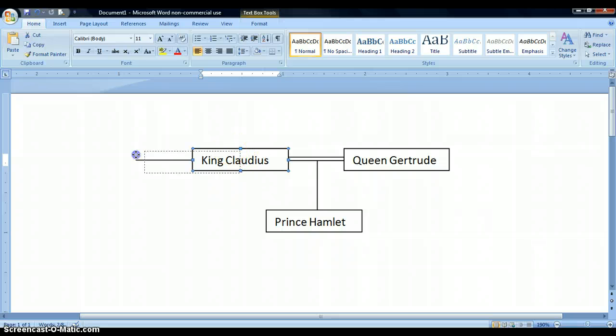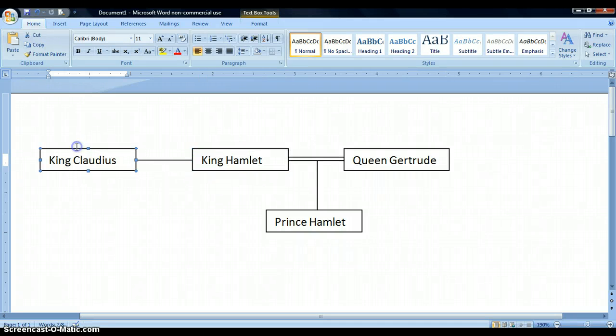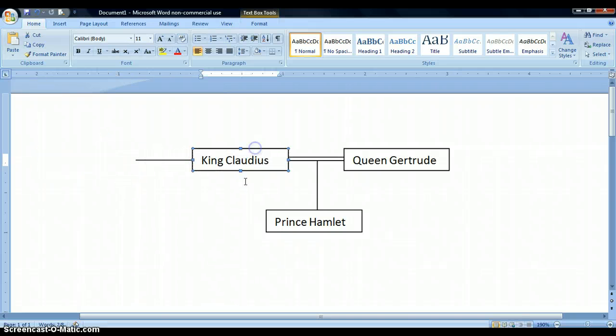Okay, so one more time in case people got lost. The original family tree looks like this. King Hamlet and King Claudius are brothers. King Hamlet is married to Queen Gertrude, and they have a son, Prince Hamlet. When King Hamlet dies, King Claudius becomes king, and he marries King Hamlet's widow. So the family tree now looks like this. You can imagine that makes Prince Hamlet pretty unhappy.